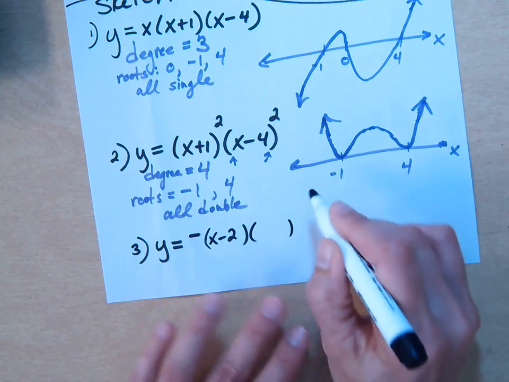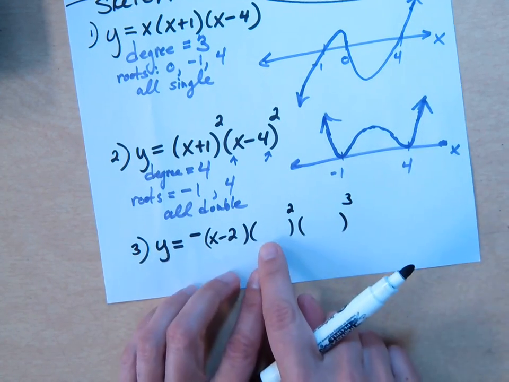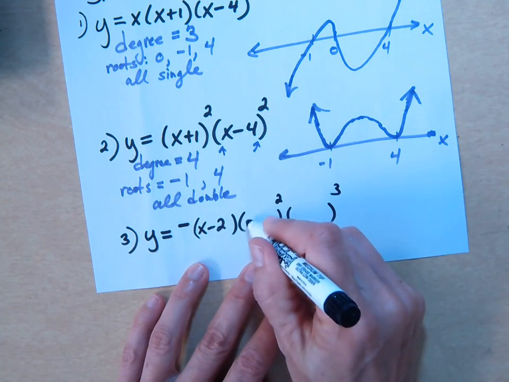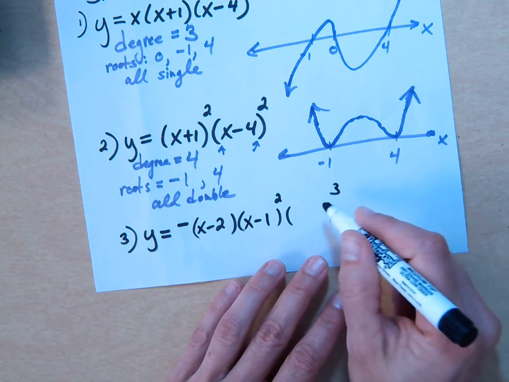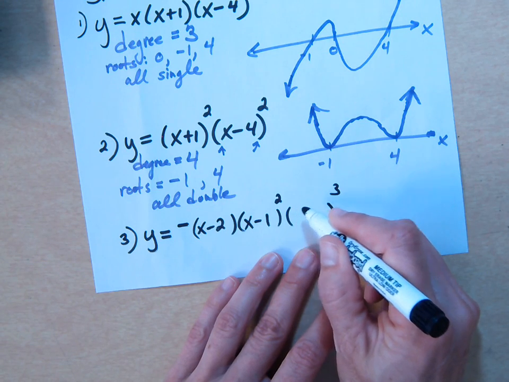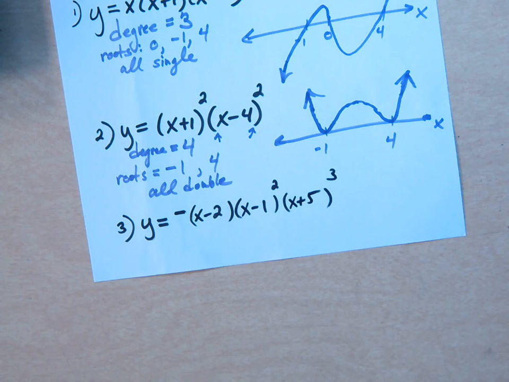Now we're going to throw a double root and we're going to throw a triple root in. So what do you want this factor to be? x minus 1 and x plus what? x plus 5. Okay, great. So this has everything in it.